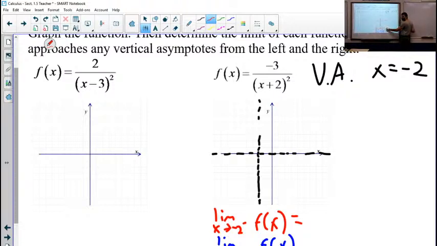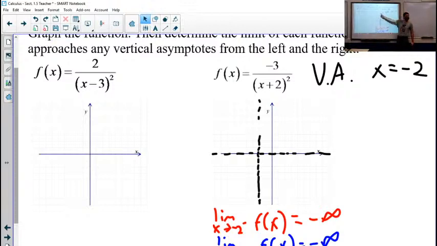What do we get here? We get what? Oh, wait, never mind. There's a negative on top here. This is negative infinity. What about over here? Still negative infinity.